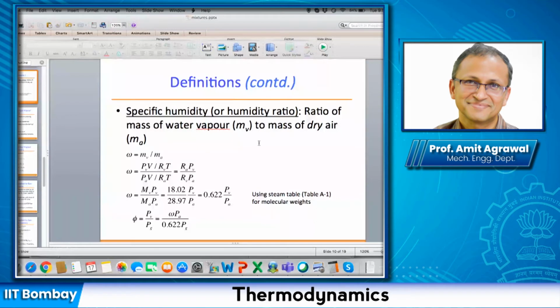So that's basically what I mean here. Although it's a dimensionless quantity, in some sense it has a dimension which you have to worry about.